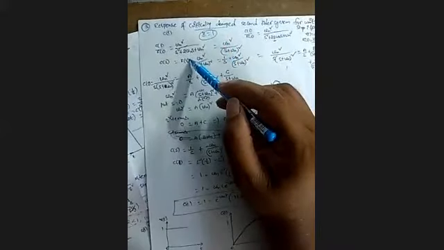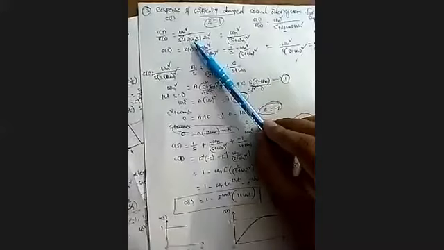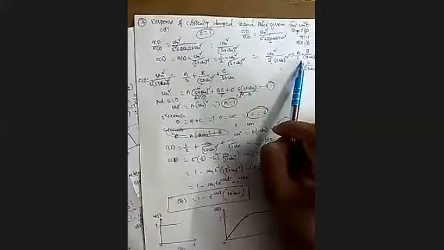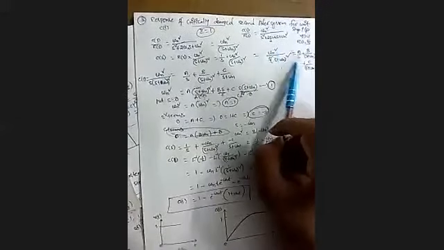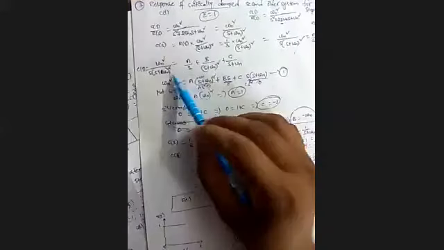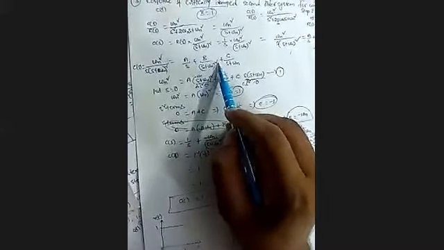Here critically damped means zeta equal to 1, and then substituting here, we will get the simplified equation C of s by R of s equal to omega n square by s plus omega n whole square. But here R of s equal to 1 by s. So multiplying with 1 by s, we finally get C of s equal to omega n square by s into s plus omega n whole square, which is equal to A by s plus B by s plus omega n whole square plus C by s plus omega n. So here multiple poles exist.